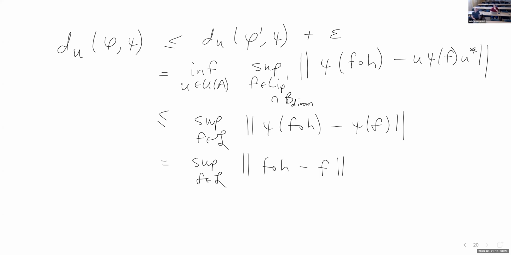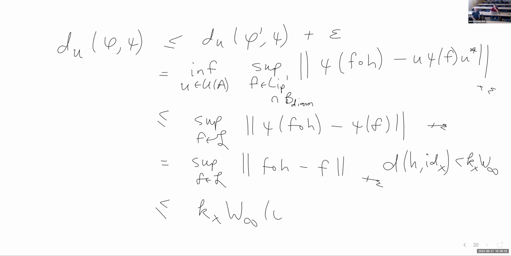But here's where I'm using that these functions are Lipschitz, and here's where I'm assuming that the distance between h and the identity is at most k_X times W infinity. So this is at most k_X times W infinity of phi and psi.